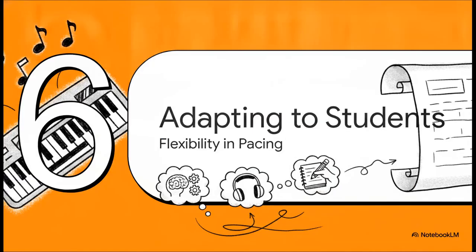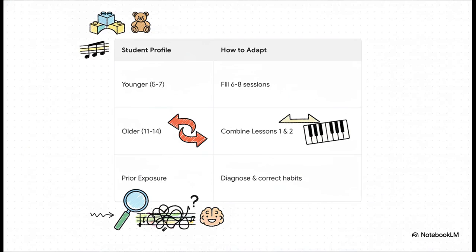And finally, Section 6, Adapting to Every Student. To wrap up this breakdown, we need to talk about how this exact same blueprint can flex to fit different types of learners. Because look, we all know every student is totally unique, but the core sequence and standards must never be compromised. For a younger beginner like 5 to 7 years old, you might need to spread these 5 lessons out across 6 to 8 actual sessions.